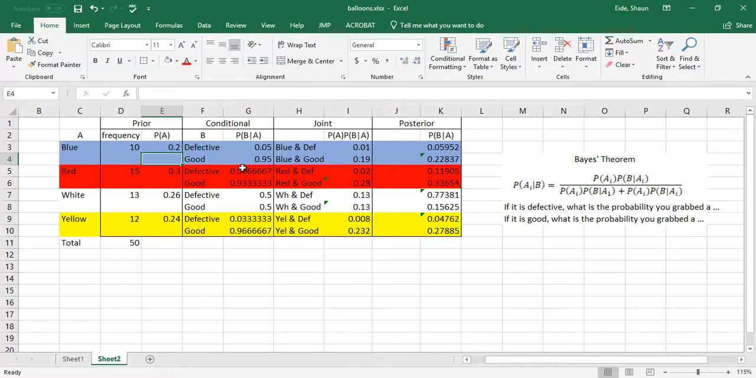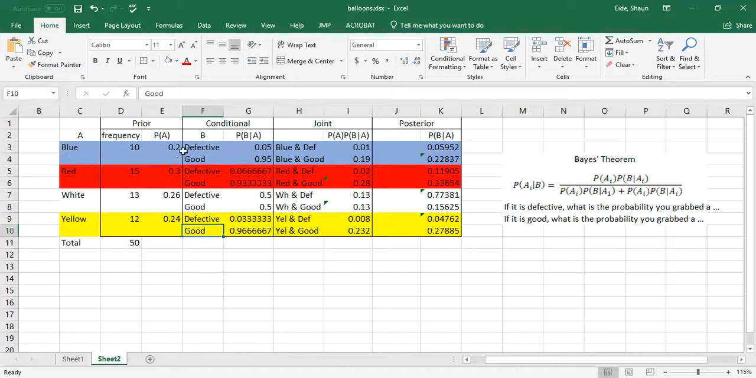what is the probability of the balloon being defective if I grab a blue balloon? What is the probability of the balloon being good if I grab a blue balloon? What's the probability of the balloon being defective if I grab a yellow balloon? And what's the probability of the balloon being good if I grab a yellow balloon? Okay, and so you can see what's the probability of B, it being defective or good. And this would be B1, this would be B2, and so on. Notice that they all have the same condition there. What is the probability of that if I grab one of these colors? And you can see that's the conditional probability.